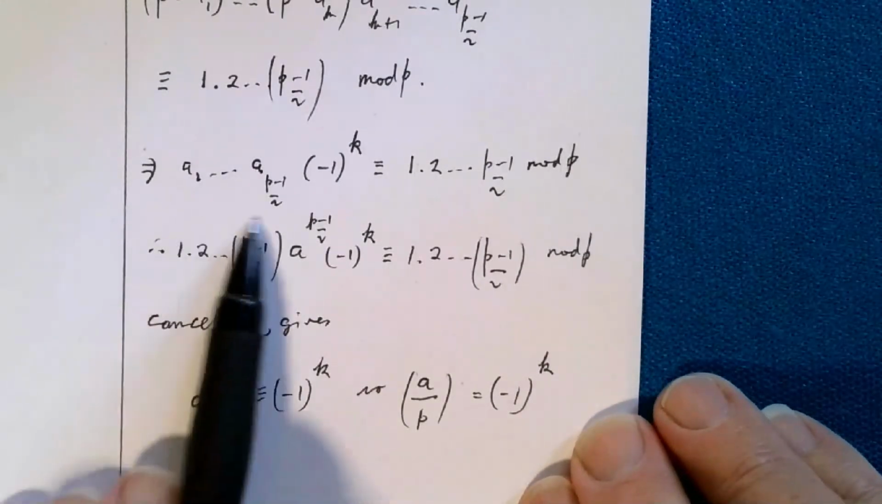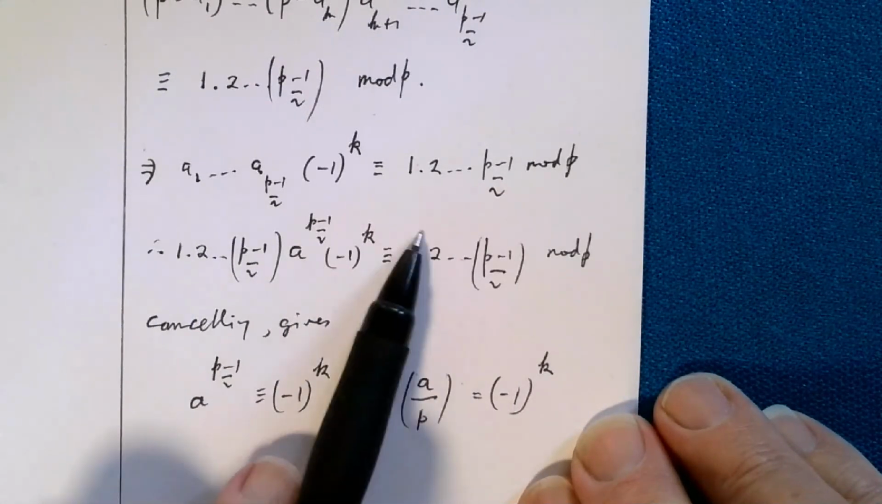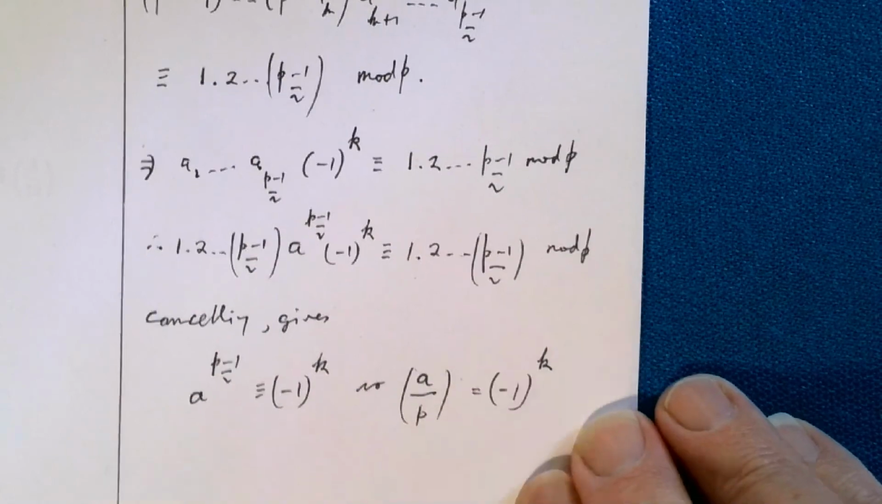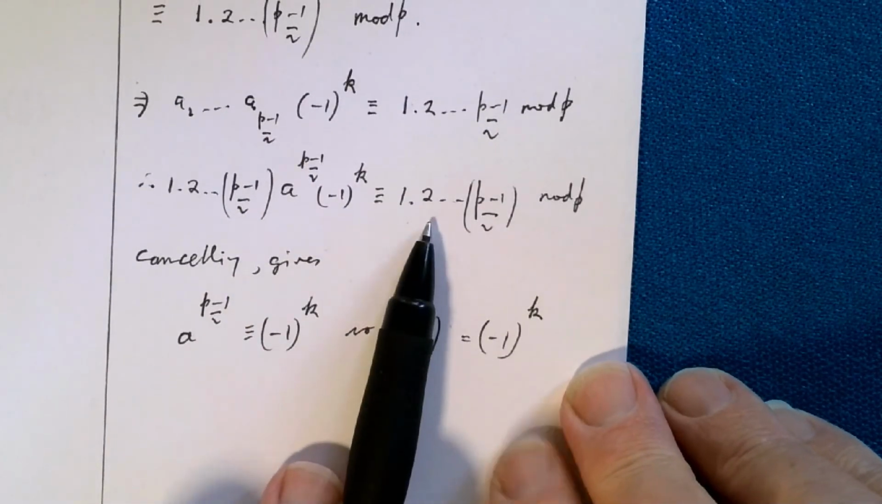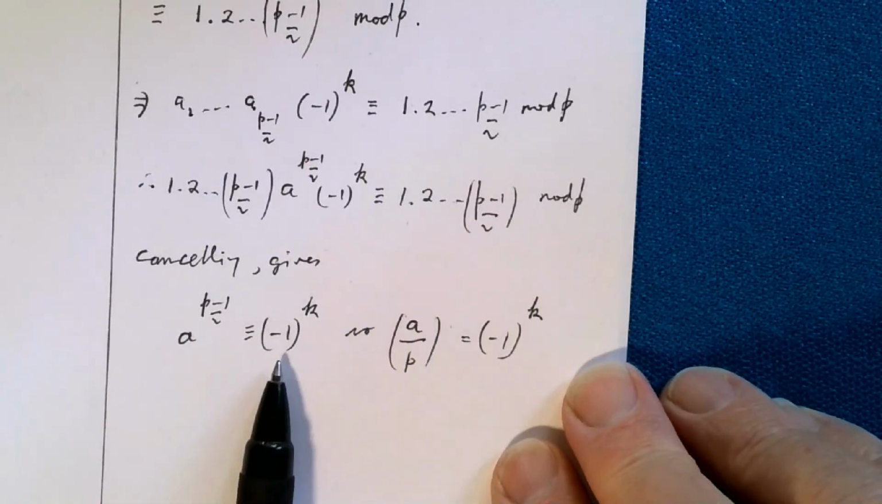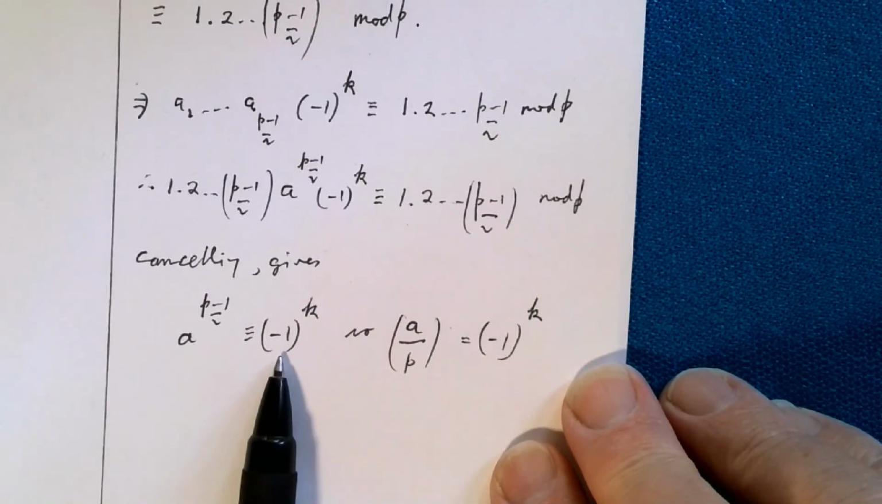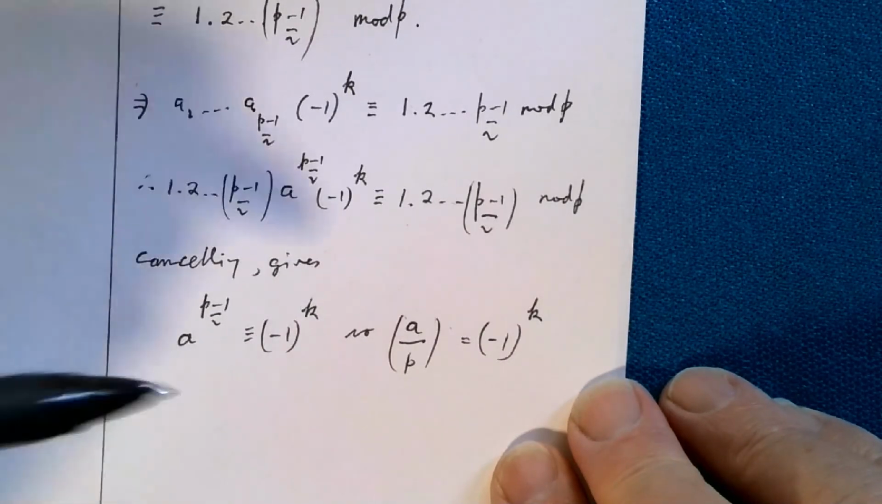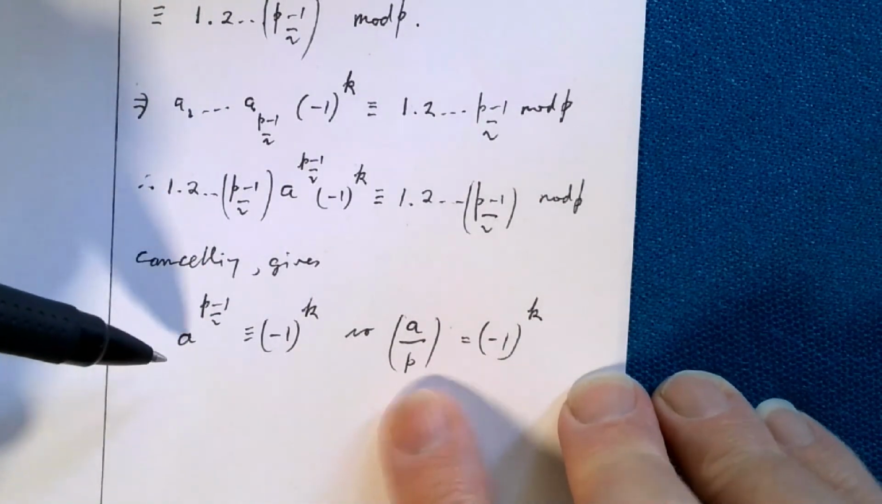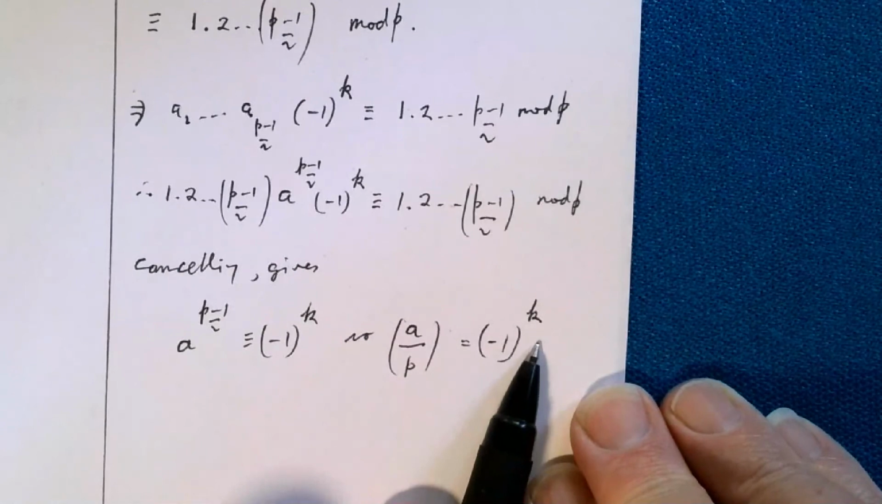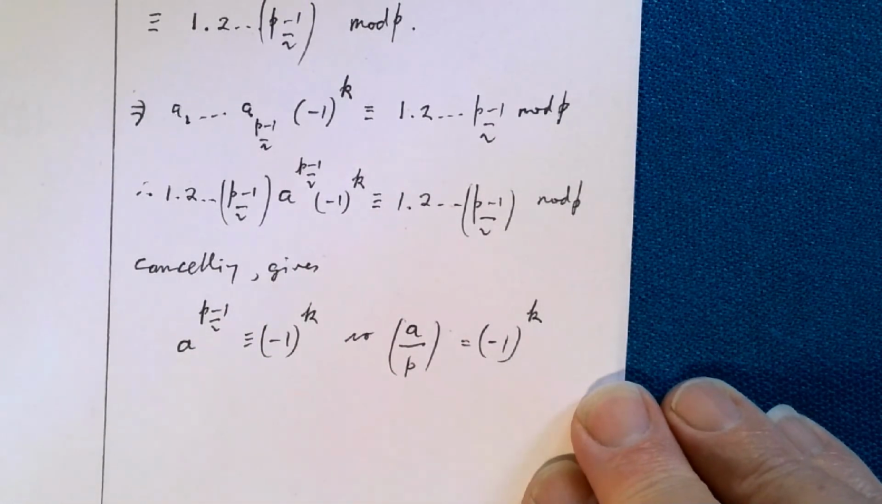Now, these numbers all have inverses modulo P, so I can cancel them out on both sides. And I just get A to the P minus 1 over 2 times minus 1 to the K is 1. Multiply both sides by minus 1 to the K gives me that. And then Euler, beautifully, tells me that A to the (P minus 1)/2 is just my Legendre symbol. And so that is minus 1 to this rather mysterious K. And so that is a little proof of Gauss's lemma.